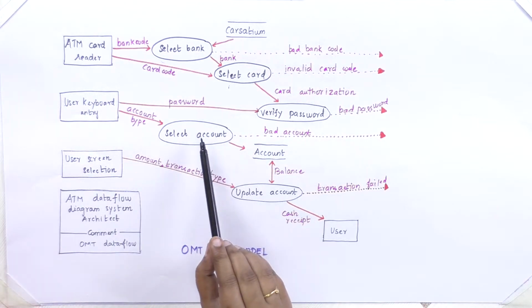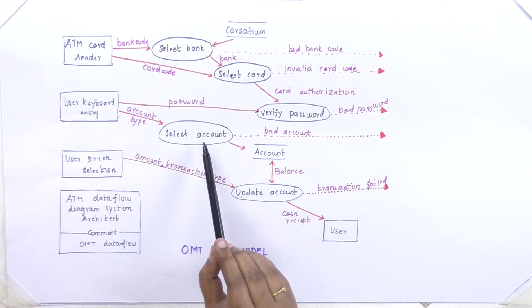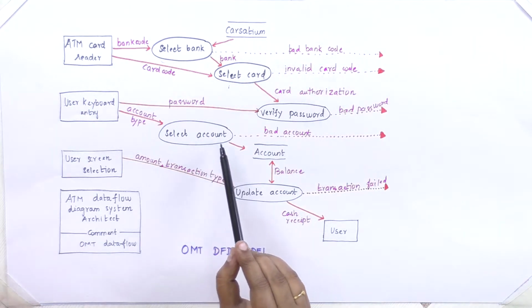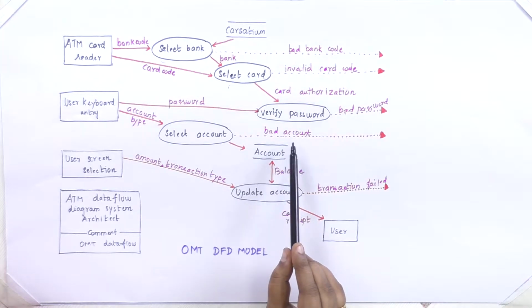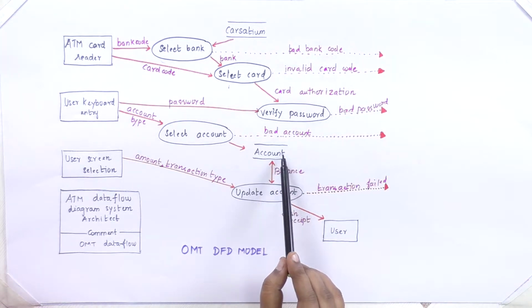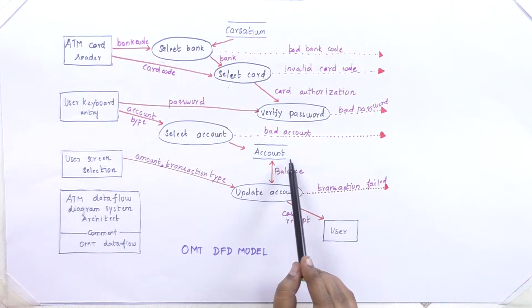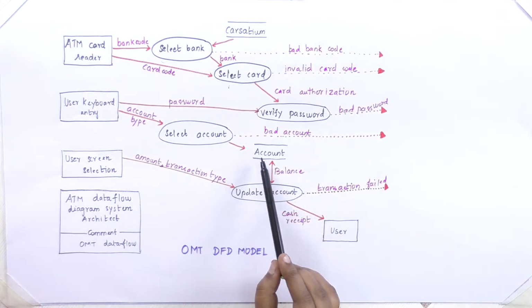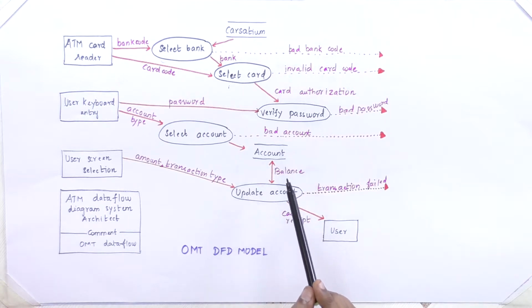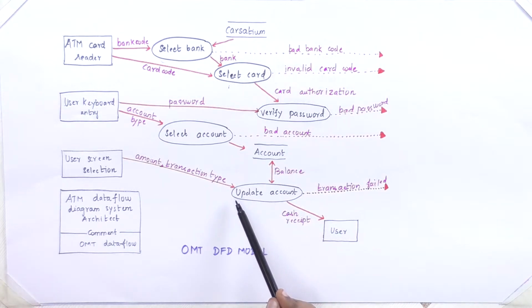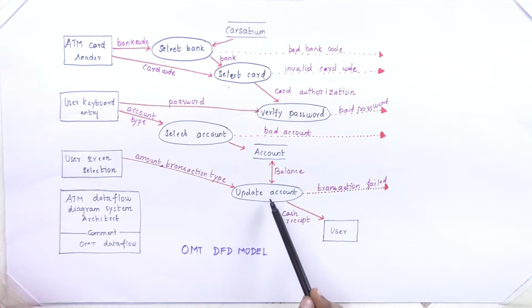So from that keyboard, the account type data will be entered into the select account process. In the select account process, you will be selecting the type of account in your banking, and then the account details will be collected from the account data store. So this is the data store. In this data store, you will have the details like which accounts are savings accounts and which accounts are current accounts. The details will be collected from the account data store. And then the next phase is that you can withdraw, deposit or check your balance. You can update your account details.